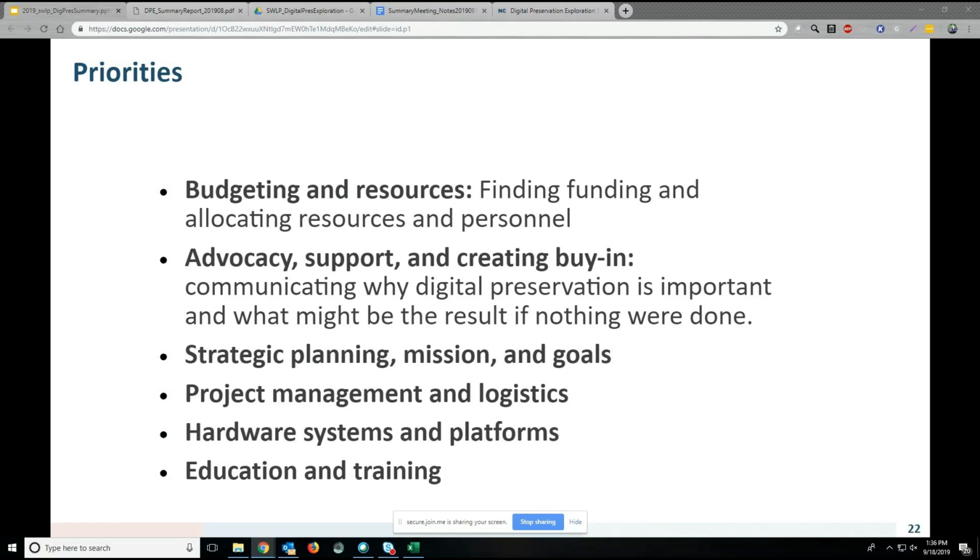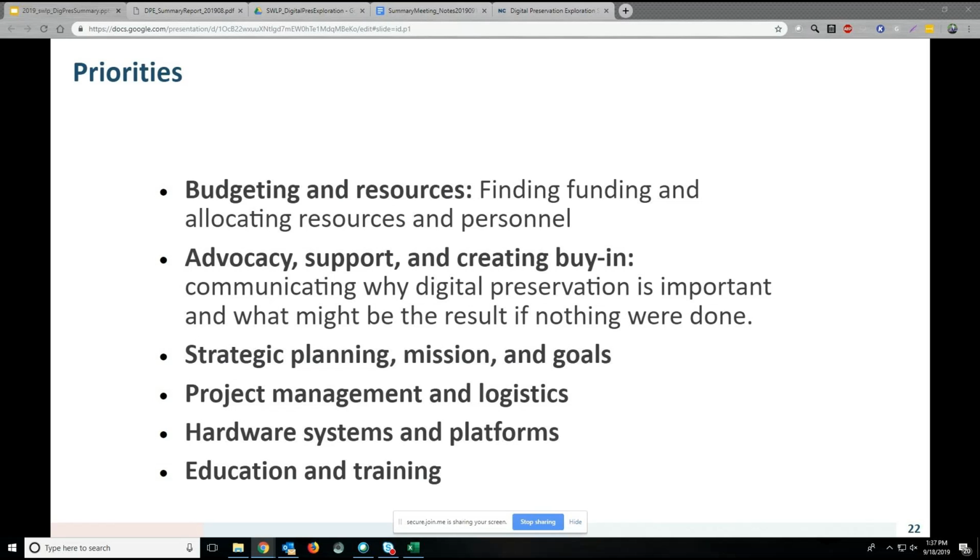During those discussions, the most popular areas prioritized by participants were these that are in this slide. So a lot of people cared about budgeting and resources. So how are you finding funding? How are you allocating those resources and personnel? Advocacy support and creating buy-in was another big one. So the priority of communicating why this is important and what the stakes are. Strategic planning, mission and goals. Project management and logistics, so just the nuts and bolts of it, hardware systems and platforms, and then the education and training to make sure you know what you're doing.